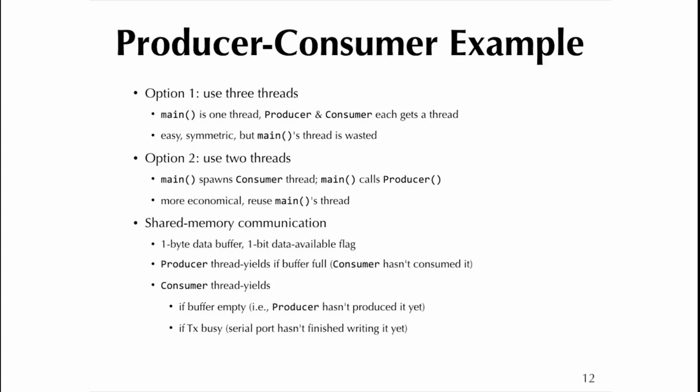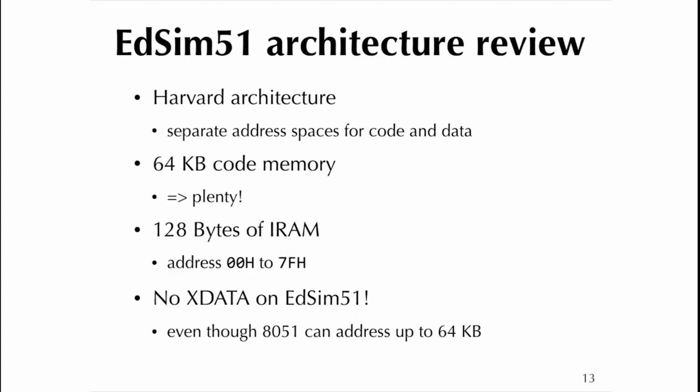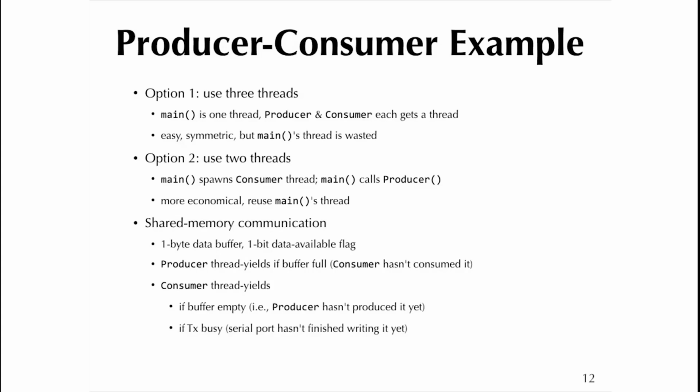Now, the communication will be shared memory. So you do a 1-byte data buffer to begin with, and then later you can do a bounded buffer, FIFO, and all that, right? And this just has a single flag to indicate whether data has been produced or consumed. So that's a lot like a serial port. And then of course, what we do with consuming is we actually use the serial port to indicate what's happening.